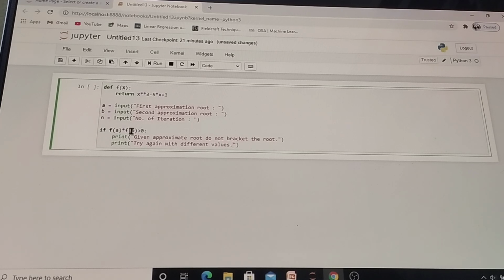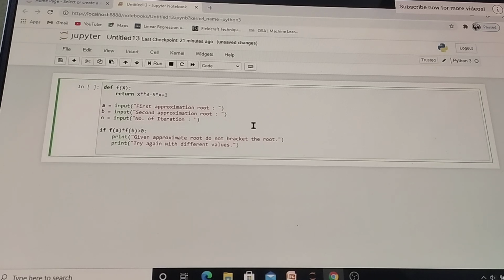If this condition is true, that is f of a into f of b is greater than 0, it means both values are positive or both values are negative, so the given solution is not the correct bracket of the root. So we need to make another guess. It will keep repeating, as we have seen in the flowchart, until we get the desired output. And if we get the desired output, that means f of a into f of b is not greater than 0. That is the else condition.